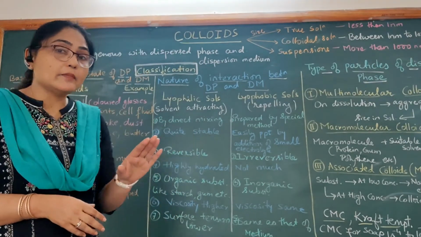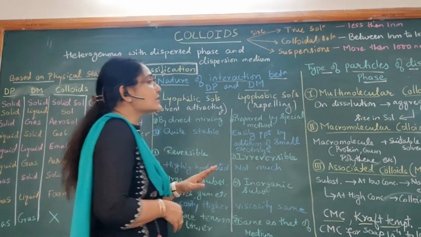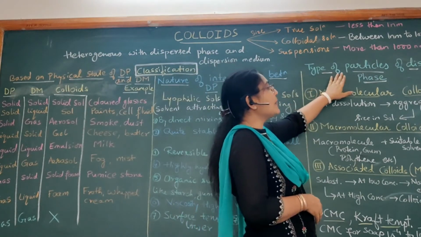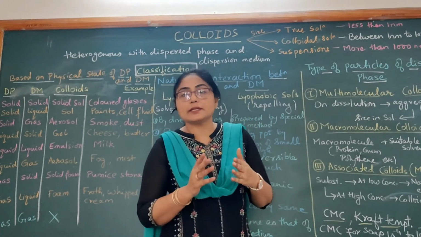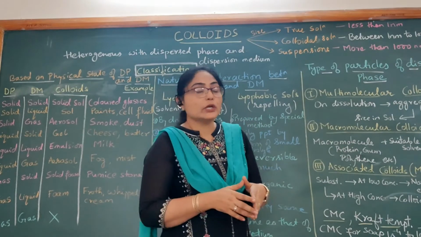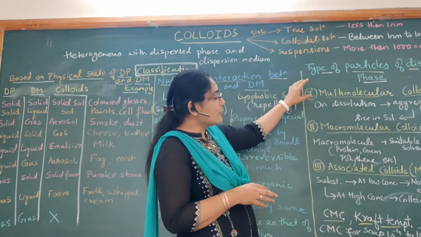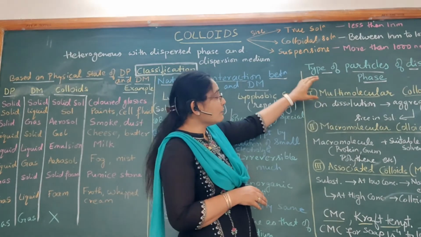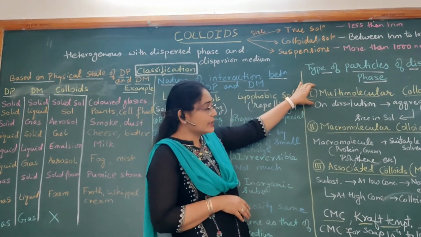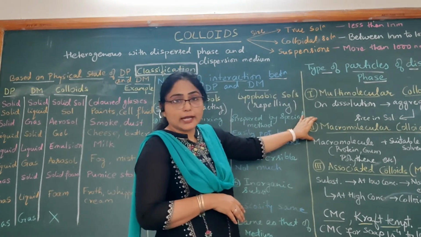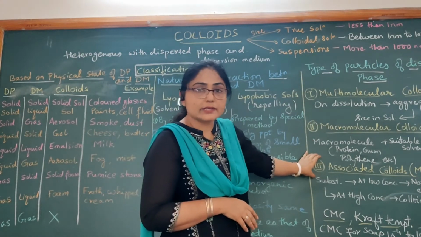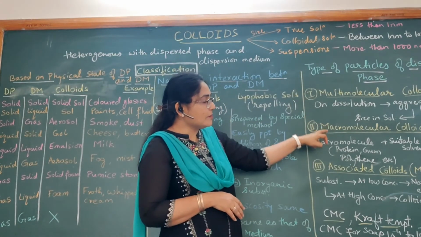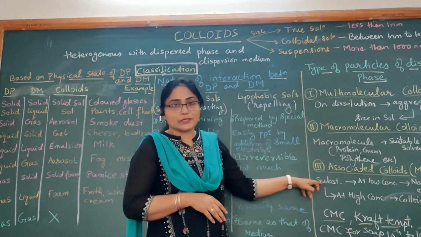Now the third type of classification is based on the type of particle of the dispersed phase. What are the different types of particles present in the dispersed phase? On this basis we can divide it into three: multimolecular colloids, macromolecular colloids, and the third one is associated colloids.